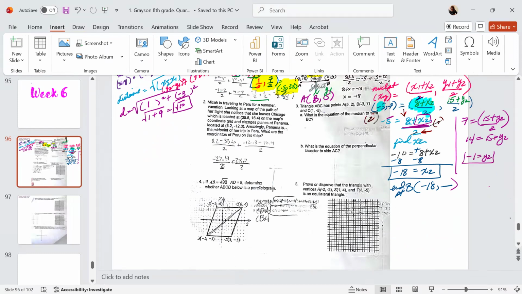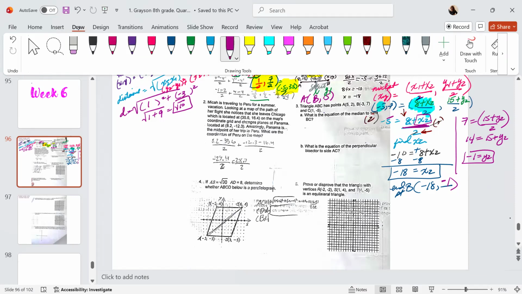So what is your midpoint then, or your endpoint? 8 or -18, -1. Good. Make sure you have that on the test tomorrow. I suggest you practice a little bit more with this.